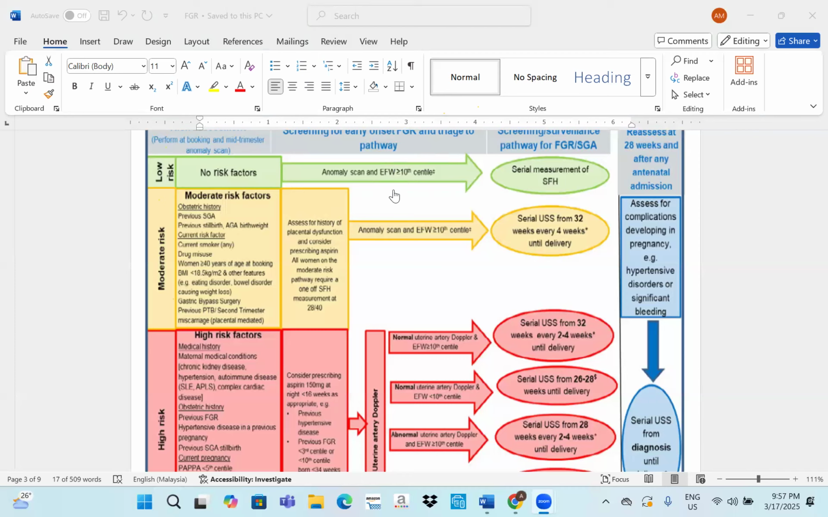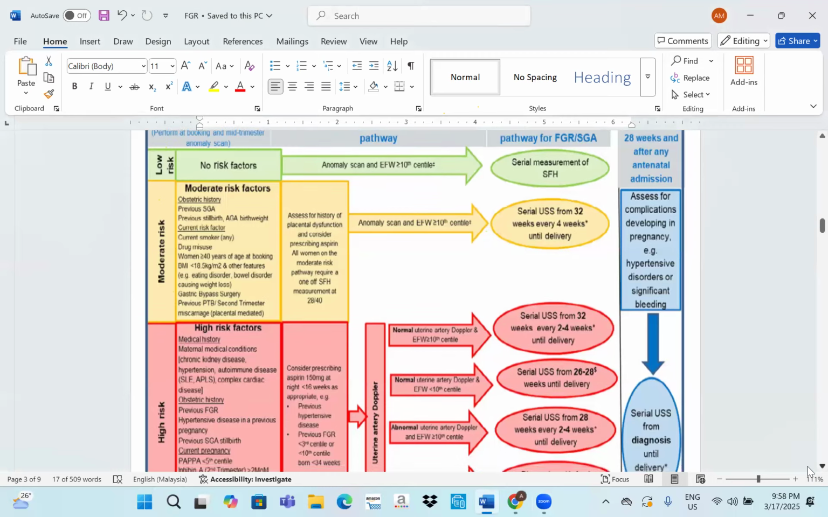If the estimated fetal weight is more than or equal to 10 centile, then this patient is low risk and you will just do the serial symphysiofundal height measurements. Clear? But now, if the estimated fetal weight of this patient comes below the 10 centile, it means that this patient is no longer a low risk patient and she is a high risk patient, because estimated fetal weight less than 10 centile in current pregnancy is a high risk factor.